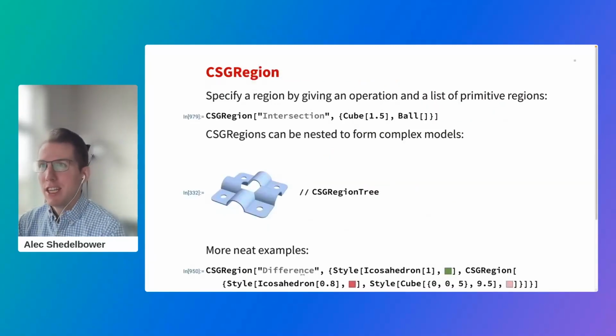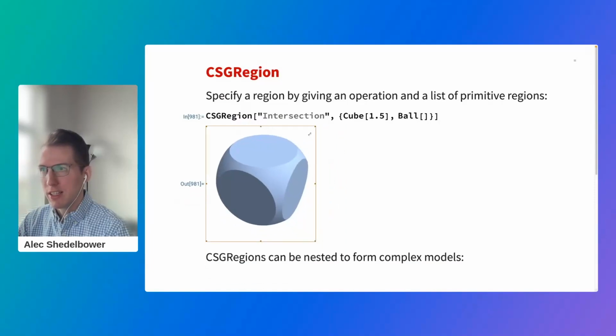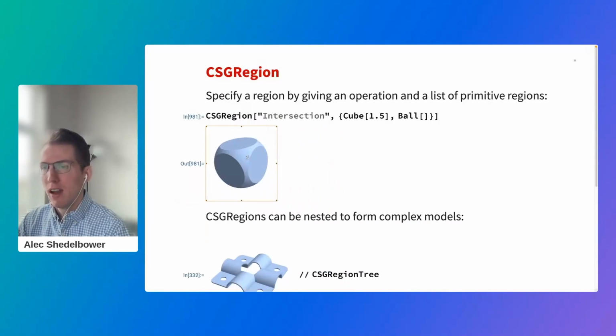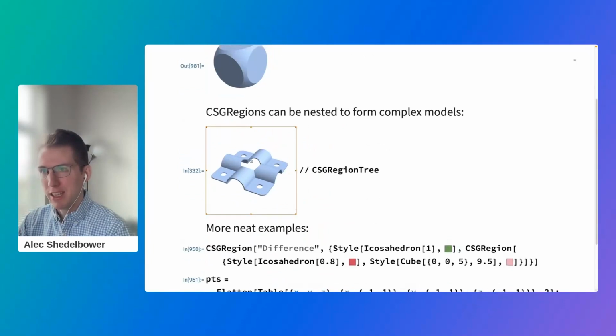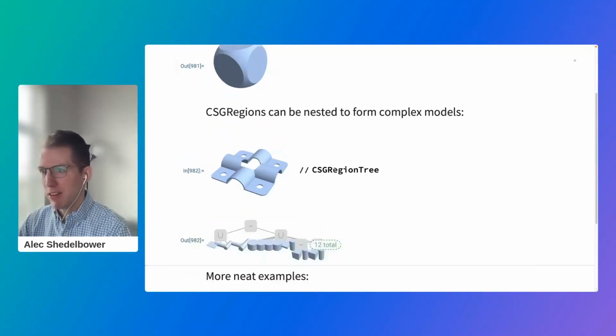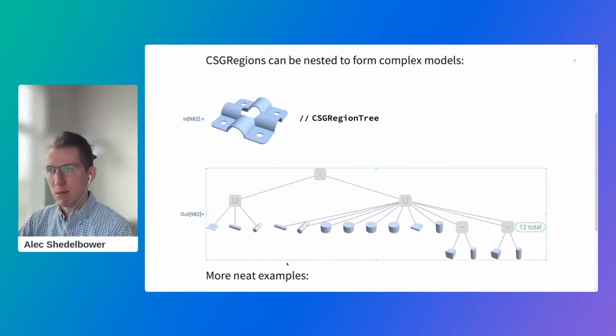Now for the CSGRegion here, you specify it by giving the operation as a string, and then you can give the child regions in a list after it. So here we have the intersection of that cube and a ball to get this shape. We can also nest CSGRegions. Here we have a nested one that uses a lot of different primitives merged together. And we can take a look at its tree. So here's the underlying representation of that model.